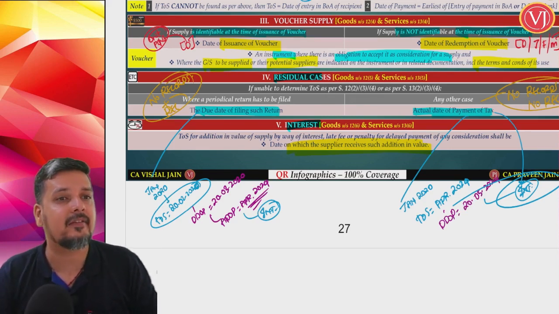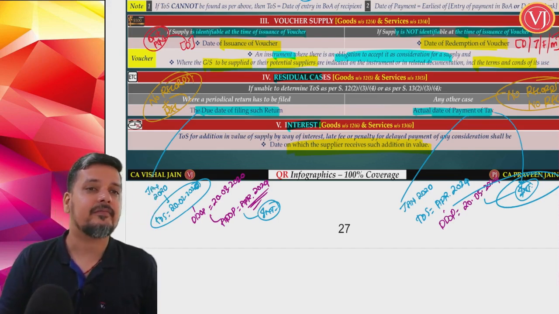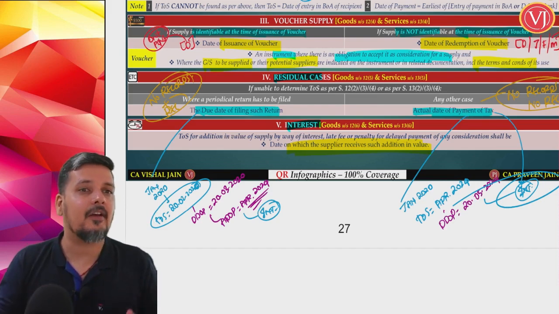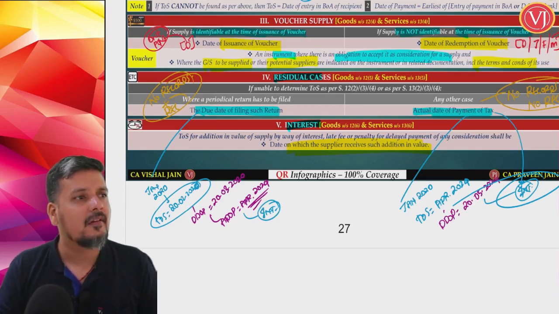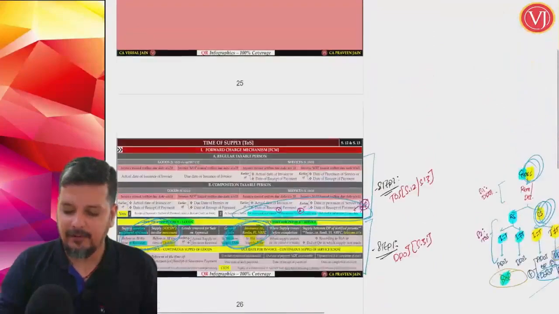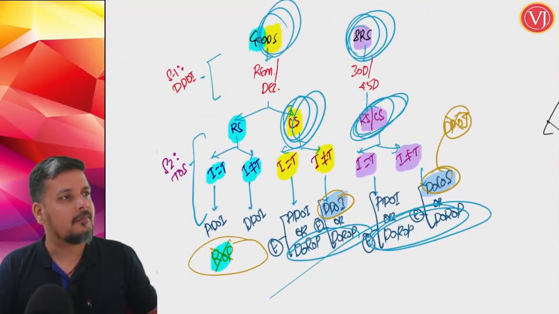Why am I telling this? If I don't get 1 lakh rupees basic selling price, should I pay GST on 1 lakh rupees? If my customer does not pay even the basic selling price, should I pay GST on 1 lakh rupees? Yes. Why? It is governed by time of supply under FCM.